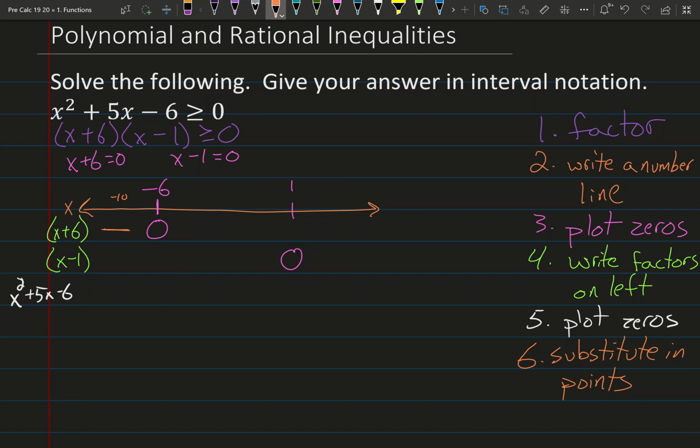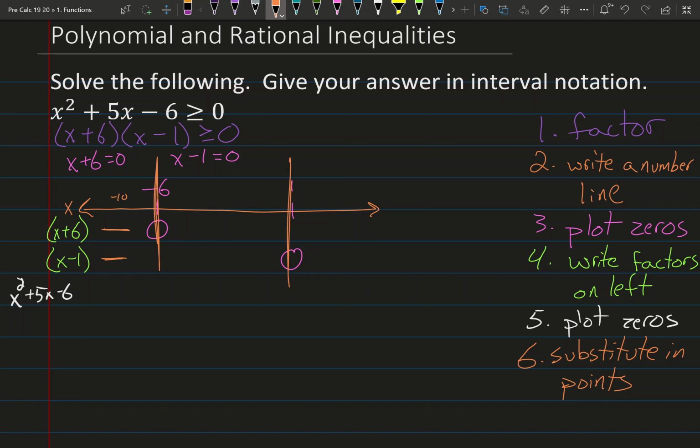So negative 10 plus 6 is negative. Negative 10 minus 1 is also negative. We're going to do that for each row. You can use the same value because it's going to be on the same interval for each of the factors, for each row here, how it will look in the table.